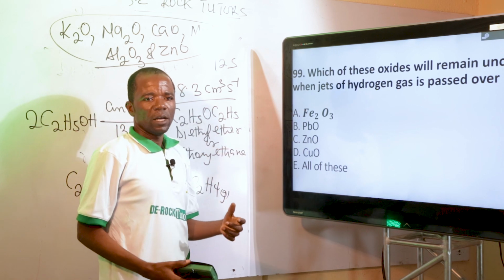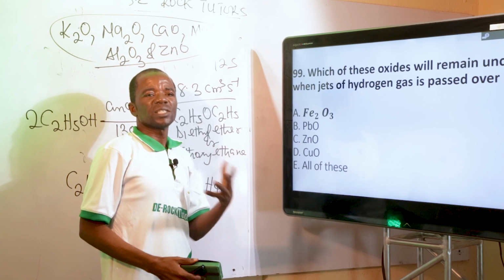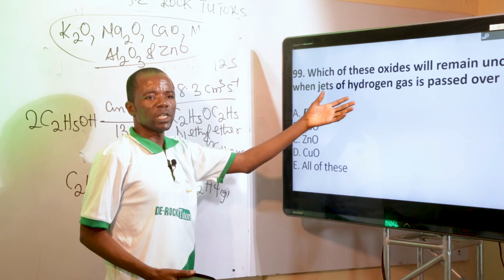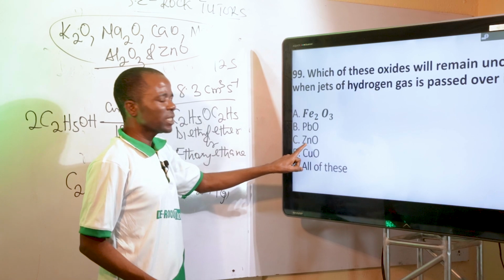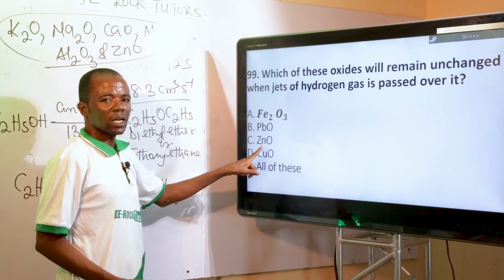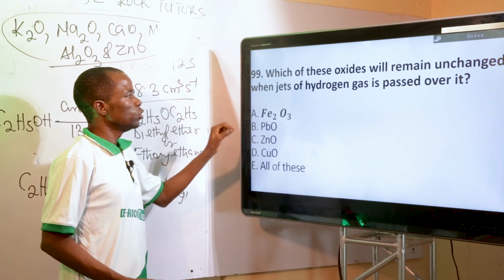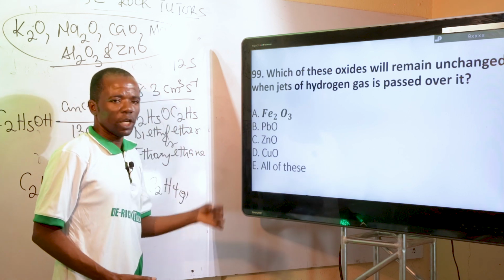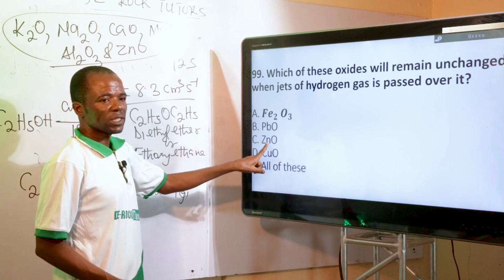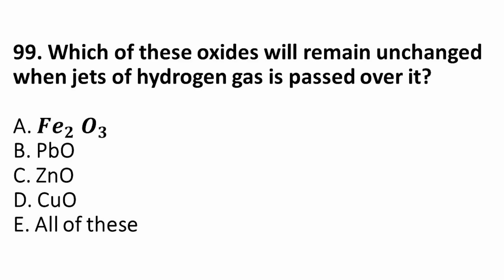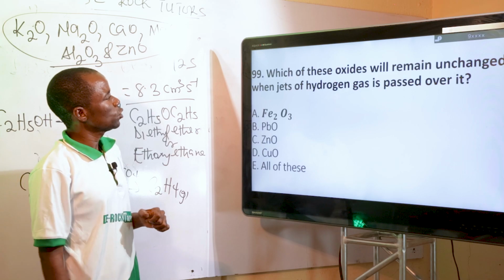Other oxides like copper II oxide, tin oxide, lead oxide can easily be reduced by hydrogen gas. But oxide of zinc, because zinc is a highly electropositive metal, the oxide of zinc is too strong for hydrogen to reduce. Hydrogen is not strong enough to reduce an oxide of zinc to metallic zinc. So the correct answer for number 99 is C. Let's go to the last question.